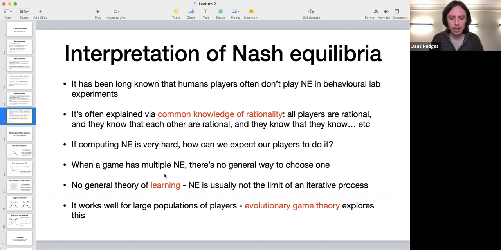One setting where Nash equilibrium does tend to work quite well is when you have large populations of players. There's a field called evolutionary game theory, which is exploring this. Nash equilibrium is actually quite useful in applications in ecology, for example. Okay, that's a lot of generalities, and in the next video we're going to see some down-to-earth calculations of these things.